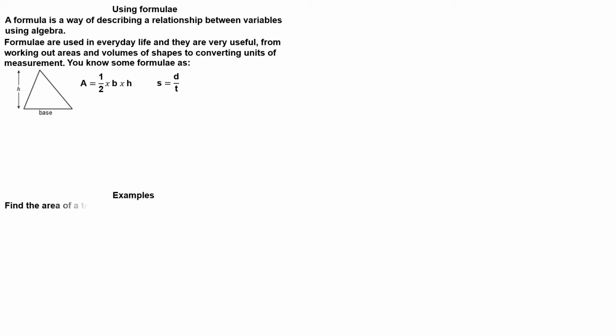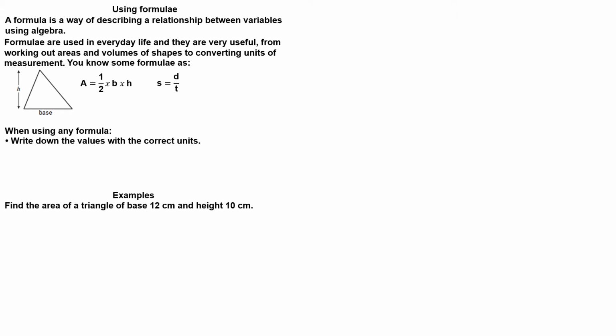Find the area of a triangle of base 12 cm and height 10 cm. When using any formula, write down the values with the correct units. Base is 12 cm. Height is 10 cm. Write down the equation. The area of a triangle is given by 1/2 times base times height.